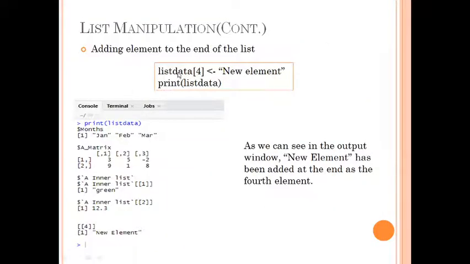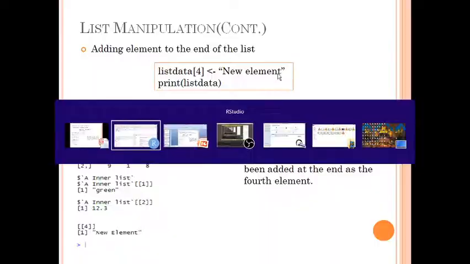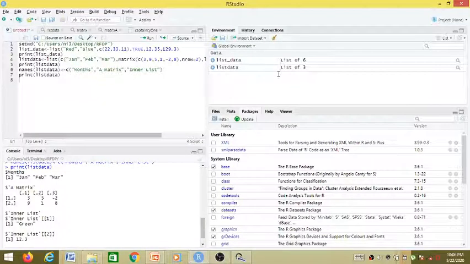Moving forward, we can add a new element at the end of the list simply by giving the list name and the index. So as we know, in list data we already have three elements. So the next element will have index 4. At that index, whichever value we want, we can pass. Here we are passing just a string value. We could have passed any type of value here. That could have been a matrix or a vector or a list or a function, anything. But for the time being, we are just passing a string.